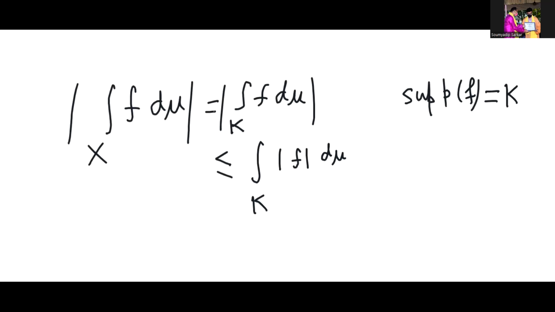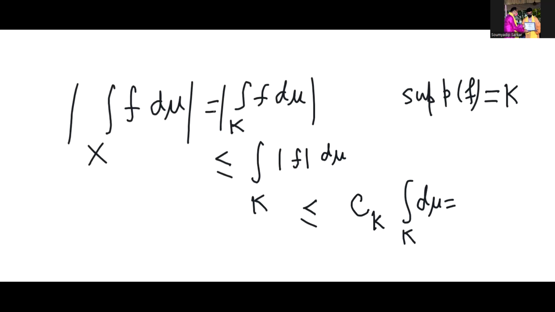Because I just want to avoid putting a mod here, let's not worry about that. So this is bounded by mod f d mu, and then since f is a continuous function and the support is some compact set, you know that f has some maximum value, right? The range of f is also bounded, because the range of a continuous function on a compact set has to be bounded. So this is less than or equal to some constant, which probably depends on k, times the integral over k of d mu.